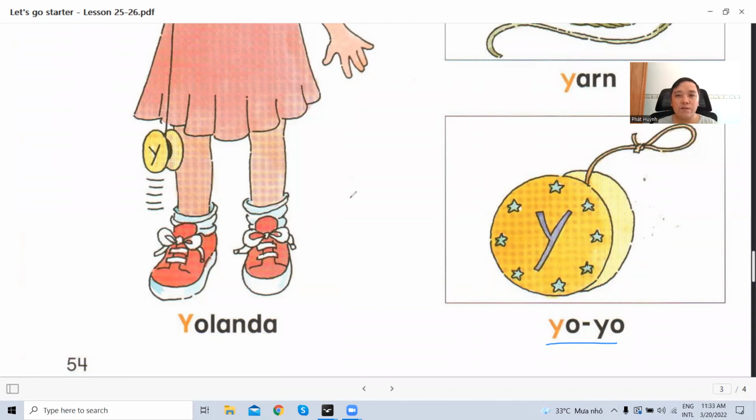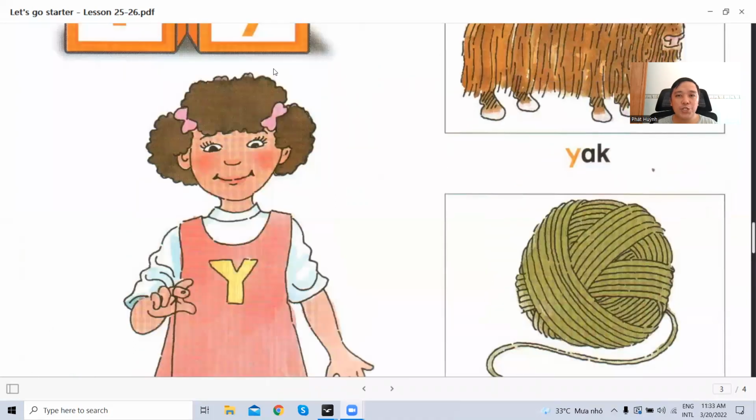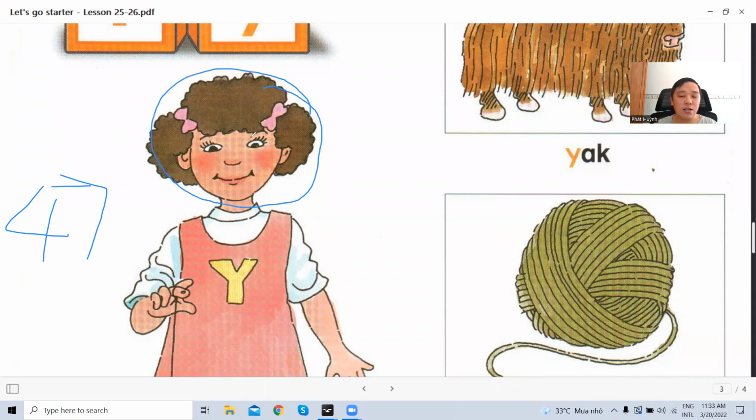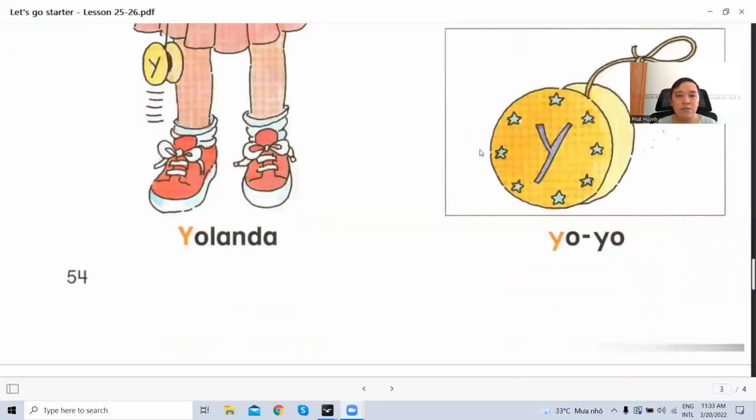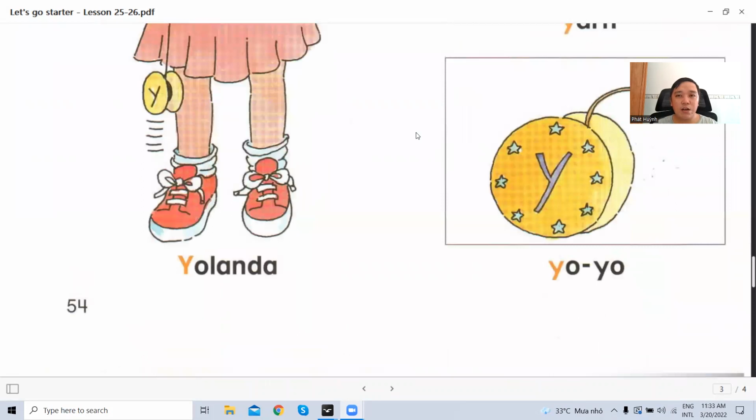Now, number four. Take a look at the picture number four. What is it, a girl or is it a boy? Cho thầy biết đây là bạn gái hay bạn trai? Is it a girl? Yes, it is. Đúng rồi, đó là bạn gái. It's a girl. Okay. Now, if it is a girl, what is her name? Tên của bạn gái là gì các em?